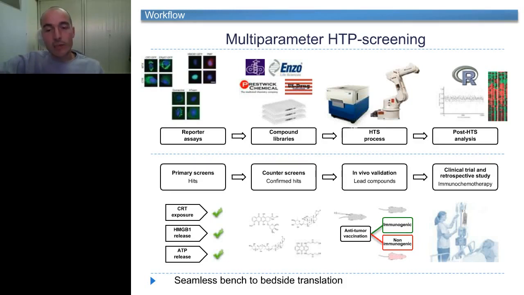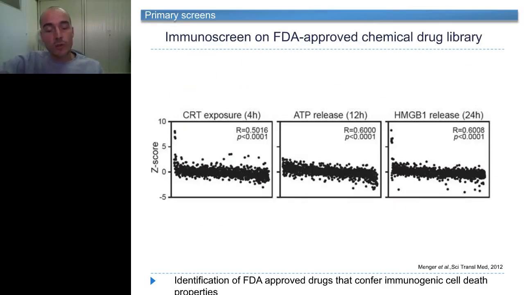And in the project that I'm going to show you in a minute, we could benefit from the clinical files that we have here at Gustave Roussy, so we were able to conduct a clinical retrospective study, which we'll see in a minute.